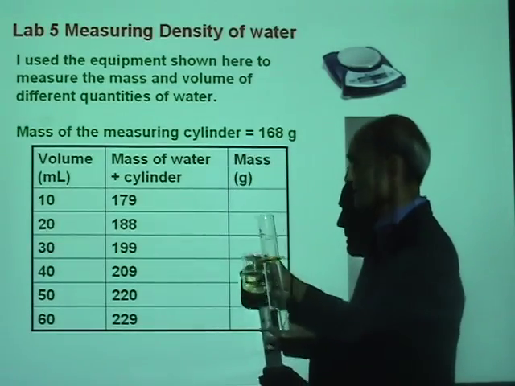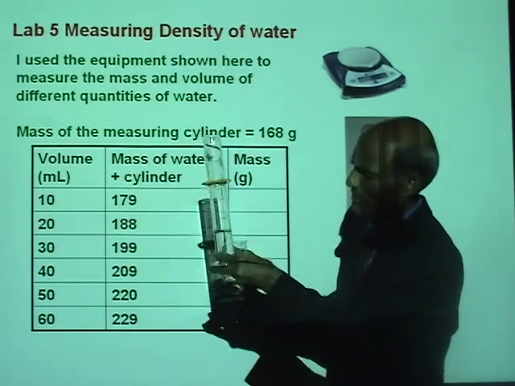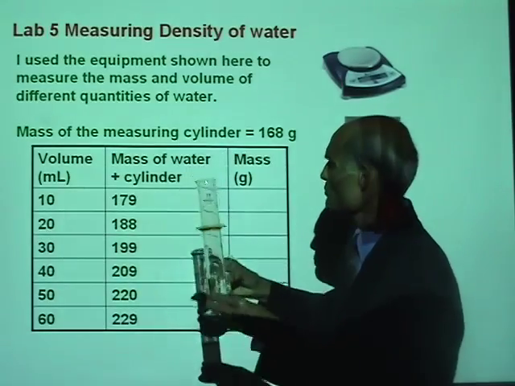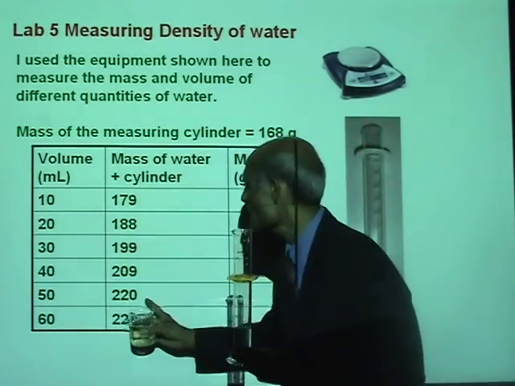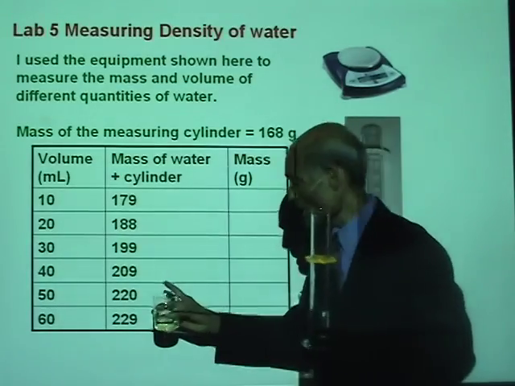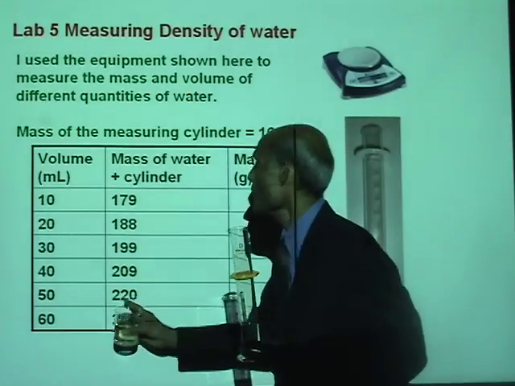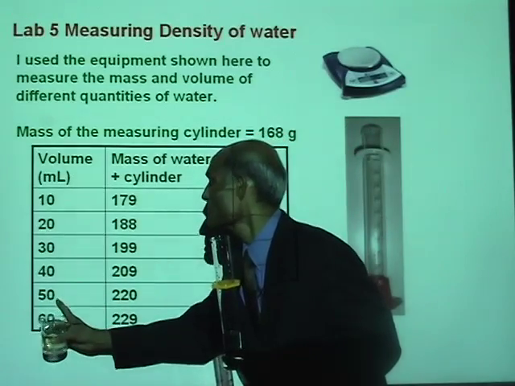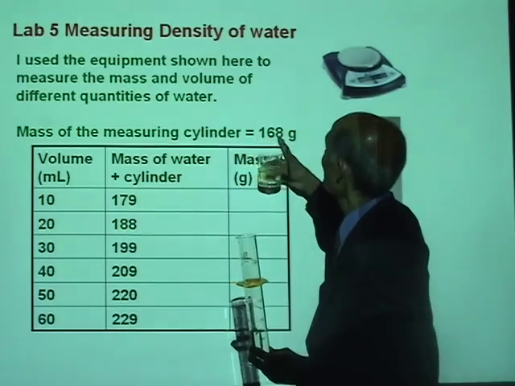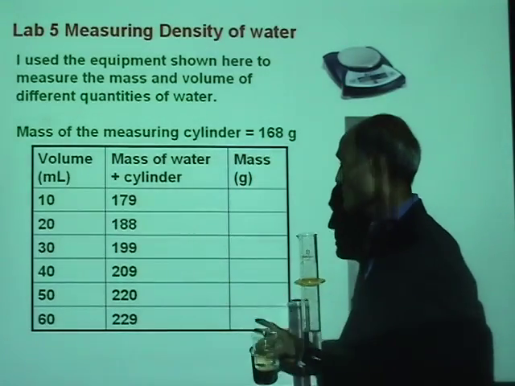Calculate and write it here. I increased the volume to 50 milliliter and I measured the mass. I got 220 grams. And now, what is the mass of 50 milliliter of water? This number, take away the mass of the cylinder alone. And that will be the number there.